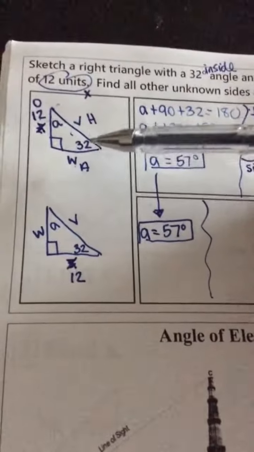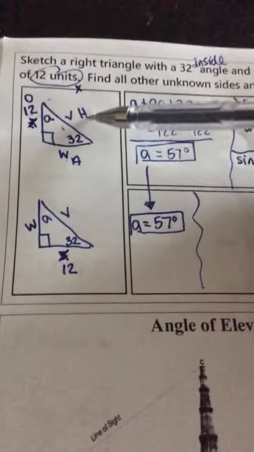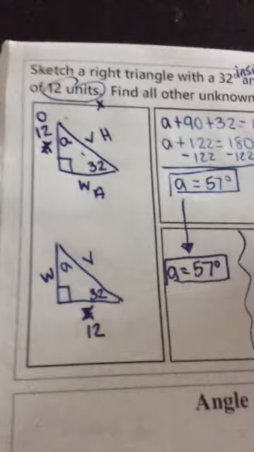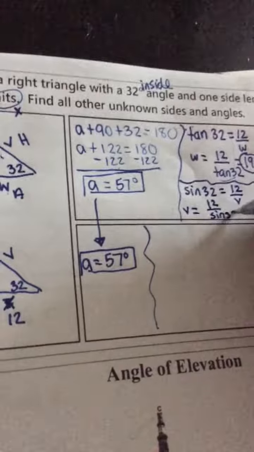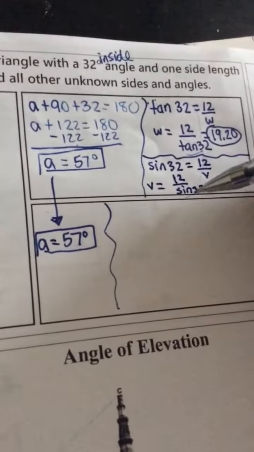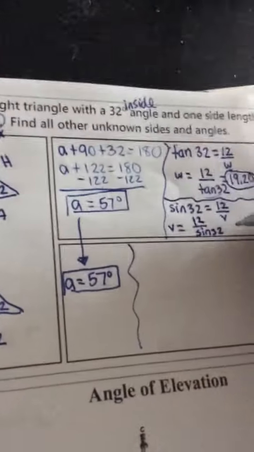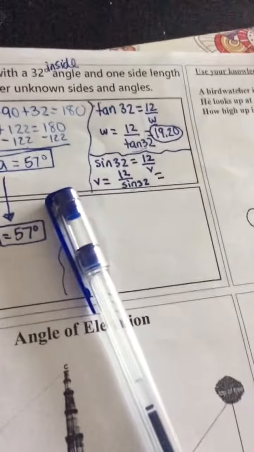So we're still going to use this 32-degree angle. Sine of 32 equals opposite over hypotenuse. So sine of 32 equals 12 over what we called v. As you can see, it's going to be the same setup as the last problem, but instead of tangent being in the denominator, now it's sine. And that's 32. So in your calculator, you're going to put 12 divided by sine of 32.